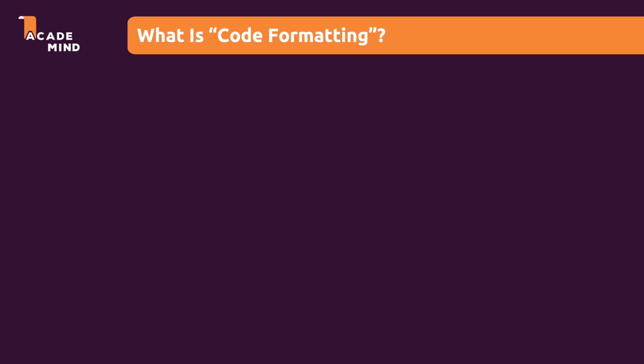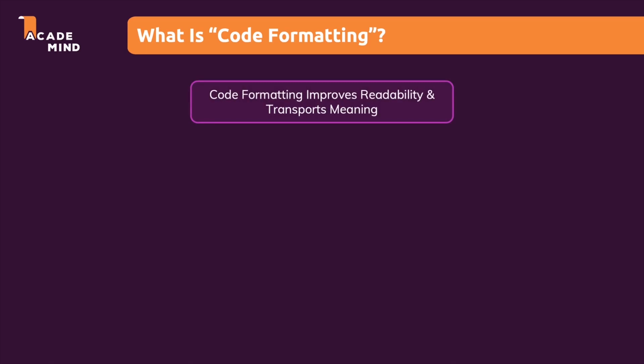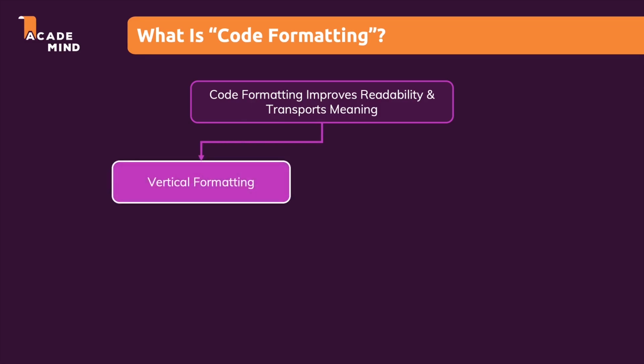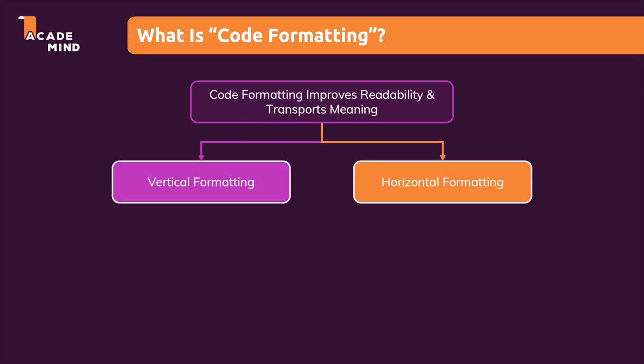Now, where comments can rarely help and often hurt our code, code formatting is another thing which is really helpful when it comes to improving the readability and understandability of our code. Because code formatting improves readability and helps us transport meaning across our code. And we can differentiate between two kinds of code formatting: vertical formatting and horizontal formatting.